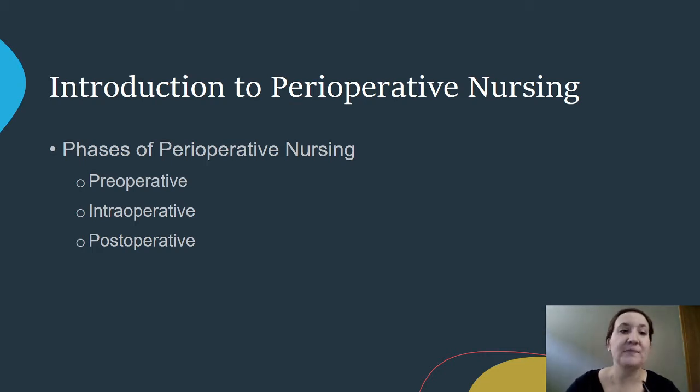Intraoperative is the time from when the patient hits those OR doors to the time that they are admitted to the PACU, the post-anesthesia care unit. And postoperative is again an extended period of time, from the time that the patient hits the PACU all the way until they have their surgical follow-up, and usually that's completed in the clinic by the surgeon.